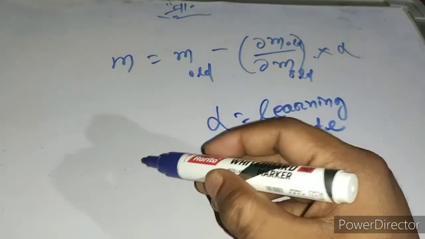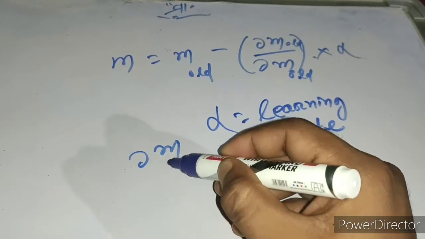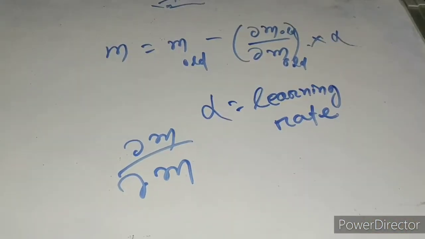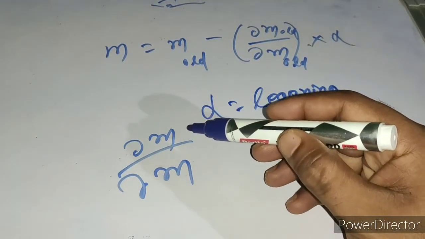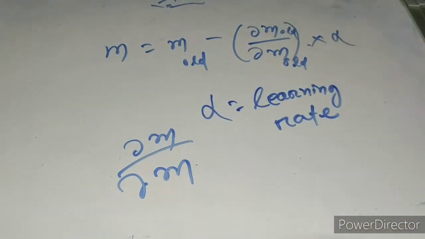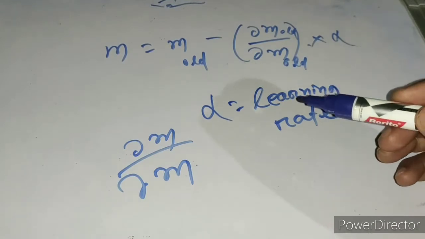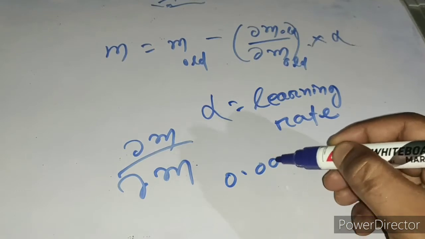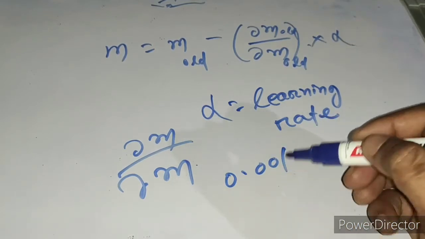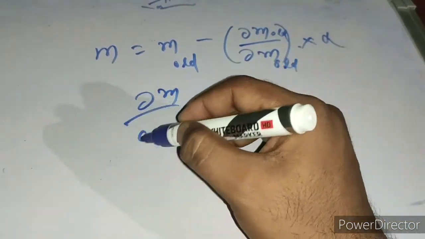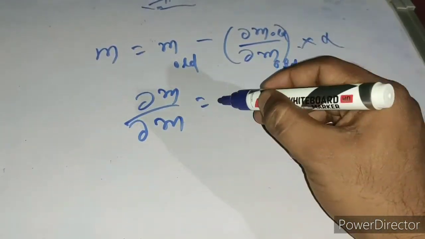Here the value is del of m by del of m, the derivative of m with respect to m, and this is the learning rate. The learning rate will be very small, like 0.001. It has to be very small. This derivative is basically the slope.